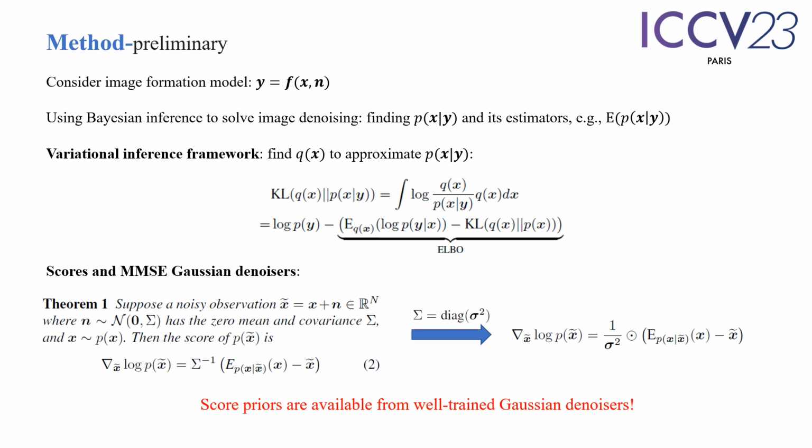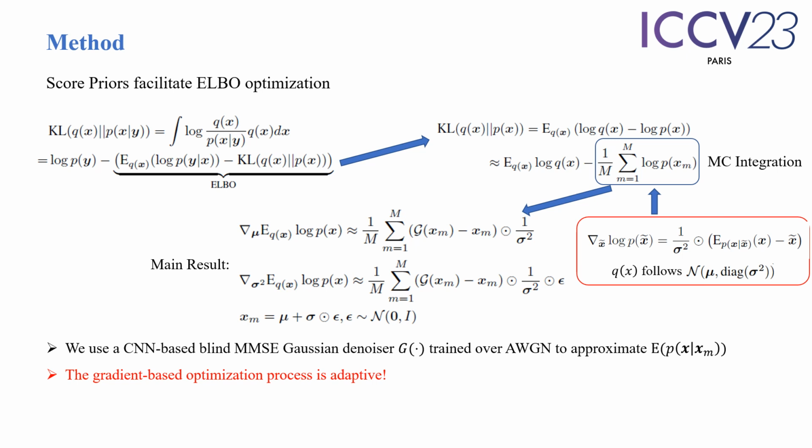Before we introduce our main contribution, we shall introduce the relationship between scores and the Gaussian denoiser. Following the existing works, we can easily obtain such a relation stated by Theorem 1. It says that the score function is directly related to the ideal denoiser for structured Gaussian noise. If we consider the diagonal Gaussian, we can get the simplified version. That is to say, the score priors are available from well-trained Gaussian denoisers, and we do not need to train the score networks. Based on such findings, we can utilize score priors to facilitate ELBO optimization.